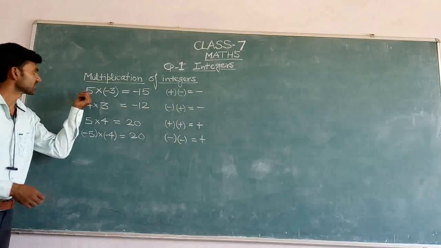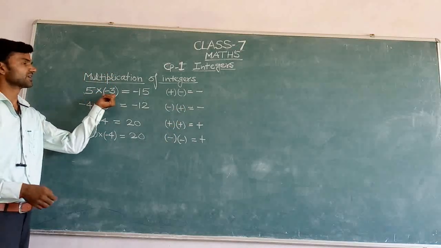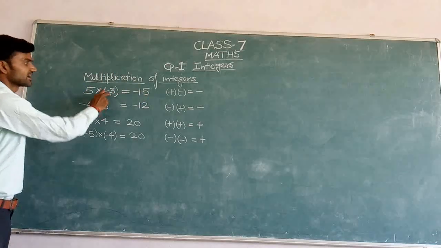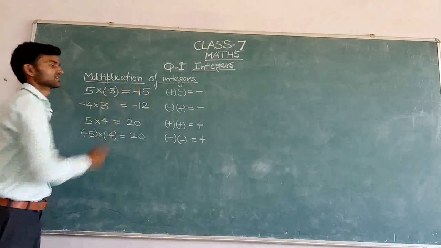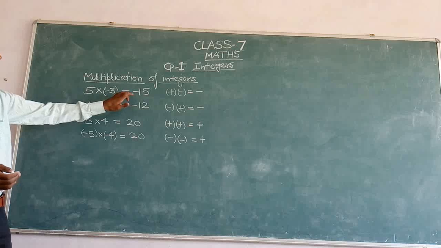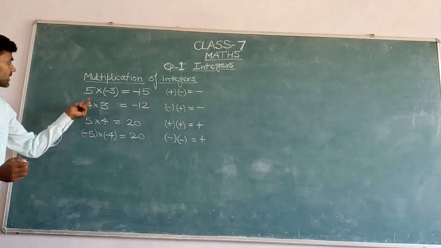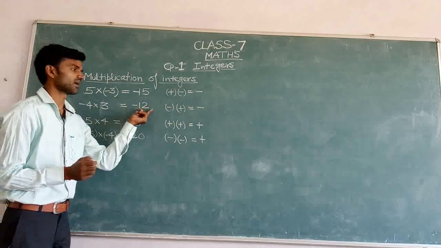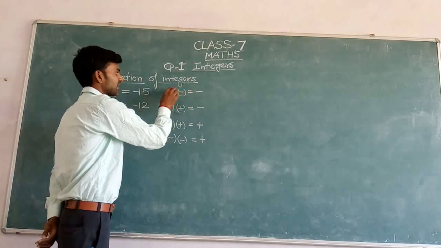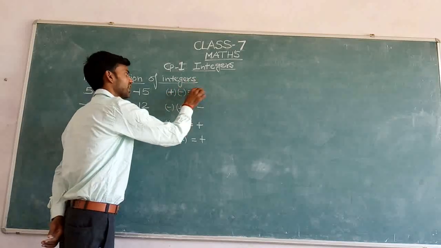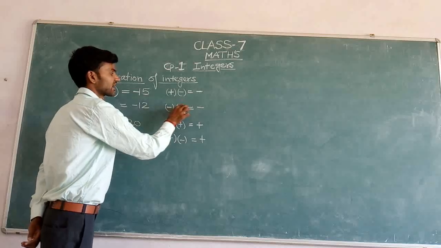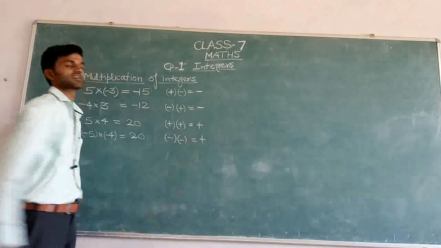Look at the example: plus 5 into minus 3. 5 into 3 is 15, but plus and minus become minus. So when two integers have different signs, your result is always negative. Minus 4 into 3 is minus 12. So check the sign. When we multiply a positive integer by a negative, we always get a negative integer. Same case when negative is multiplied by positive, we always get a negative integer.